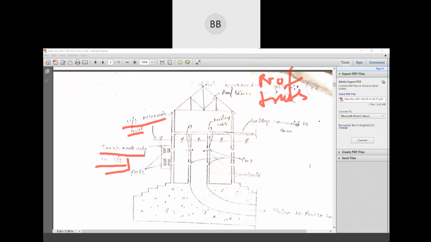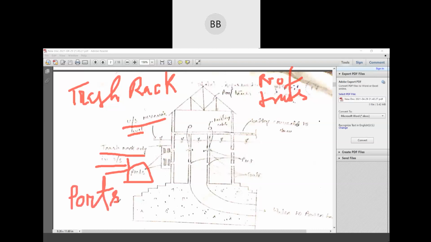So any confusion in the diagram? The trash rack is only in the upstream, and below that are the ports. Ports are nothing but your openings.